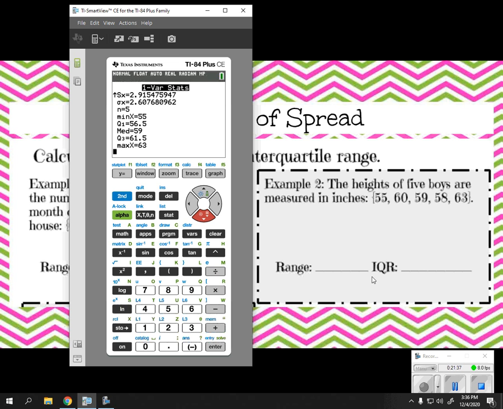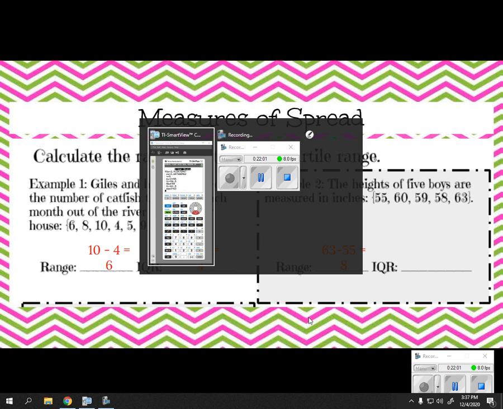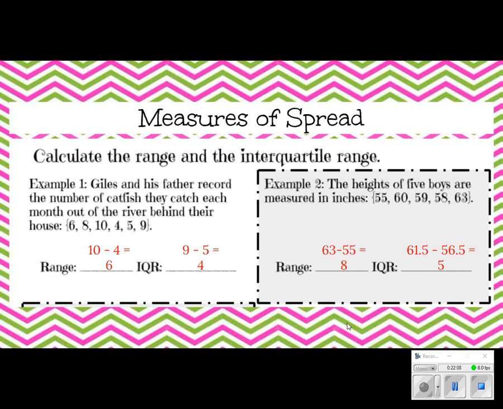But when you get into this, you may be having to look for multiple things. You might not just need the range and the IQR. You also might need the mean and the median and the this and the that. And so most of the time, you can do range maybe just by looking at it, but if you're already putting the data set in for other things, why not use it? So this would be 63 minus 55, which is 8. And then our IQR would be 61.5 minus 56.5, which is 5.